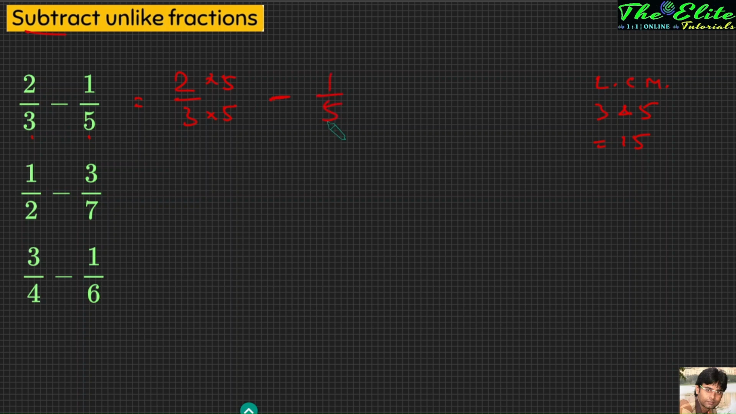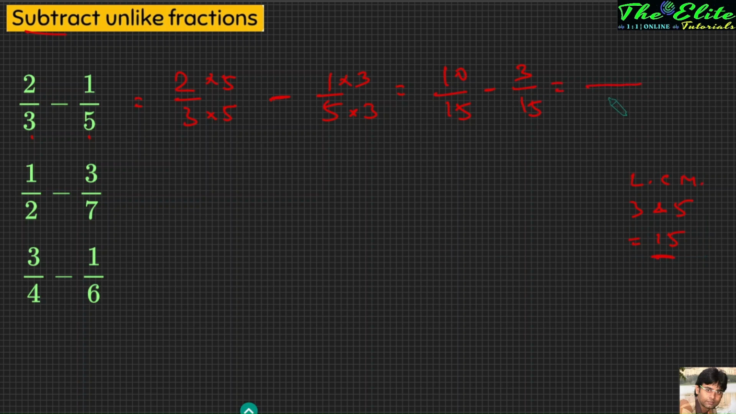1 over 5 can be rewritten as what? Its denominator has to be 15. So 5 times 3 makes it 15, so 1 times 3 will be written. Now you see the very first number is going to be 10 over 15, and this is going to give you 3 over 15. Subtracting this is quite easy.